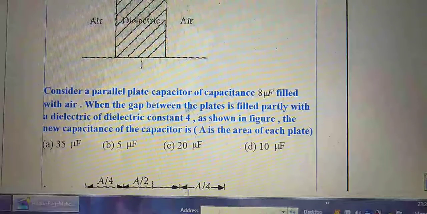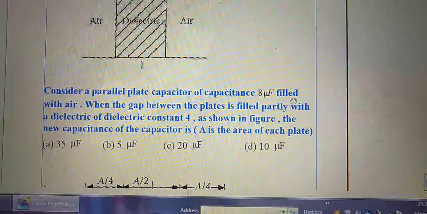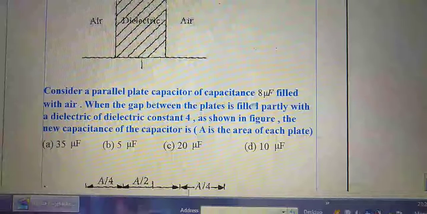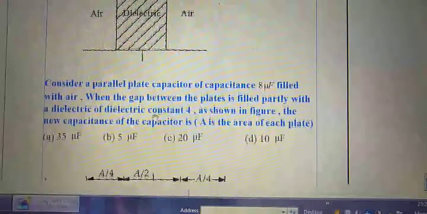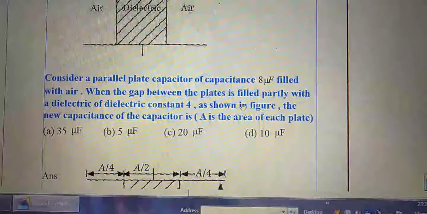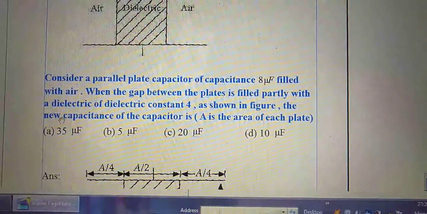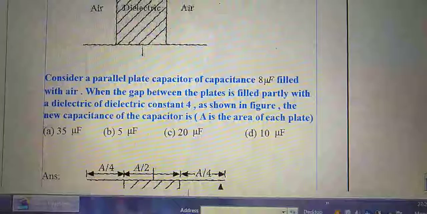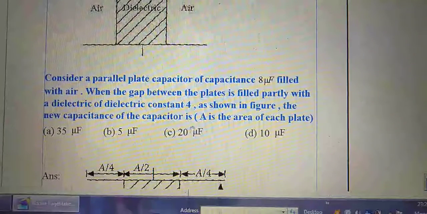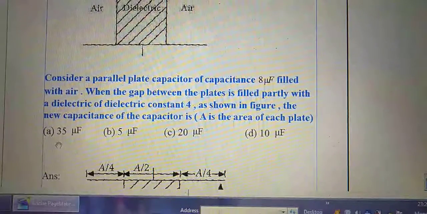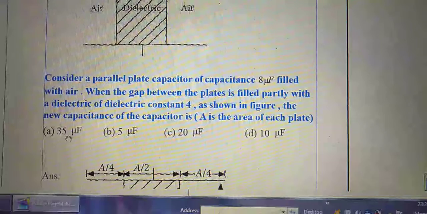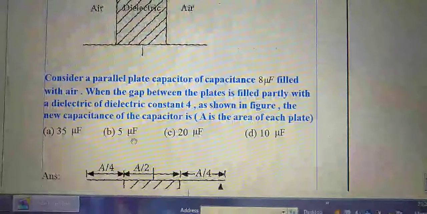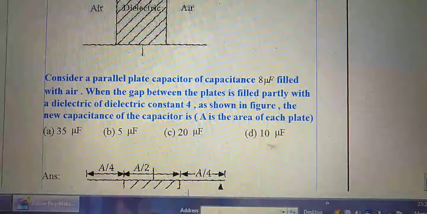Consider a parallel plate capacitor of capacitance 8 microfarad filled with air. When the gap between the plates is filled partly with dielectric constant 4 as shown in figure, the new capacitance of the capacitor is, A is the area of each plate. Option A 35 microfarad, option B 5 microfarad, option C 20 microfarad, option D 10 microfarad.